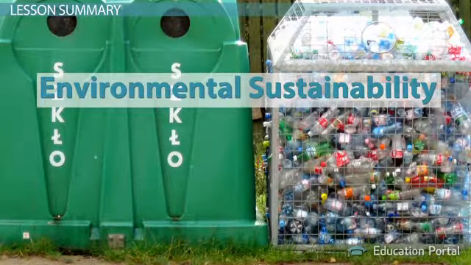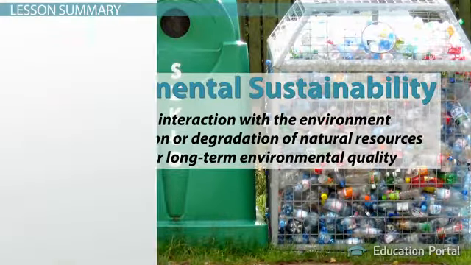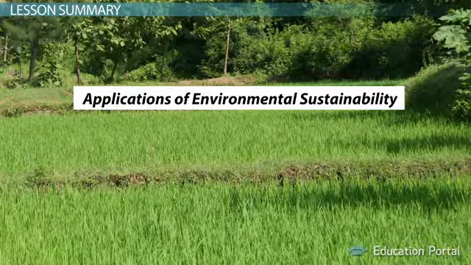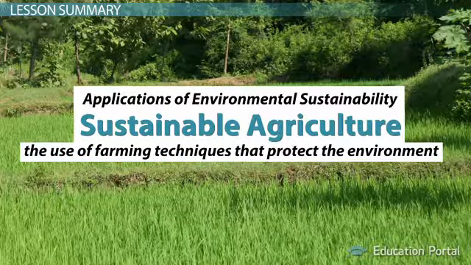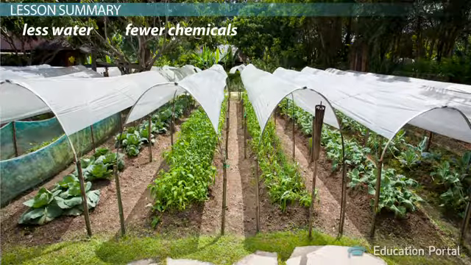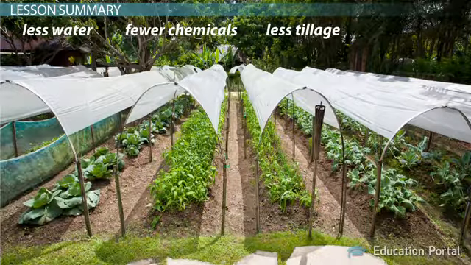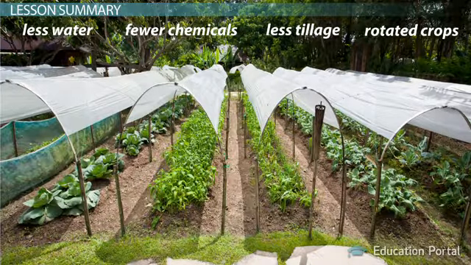Environmental sustainability is defined as responsible interaction with the environment to avoid depletion or degradation of natural resources and allow for long-term environmental quality. Applications of environmental sustainability include sustainable agriculture, which is the use of farming techniques that protect the environment. With sustainable agriculture, farmers minimize water use and lower the dependence on chemical pesticides and fertilizers. They also minimize tillage of the soil and rotate crop planting each year to ensure higher soil quality.